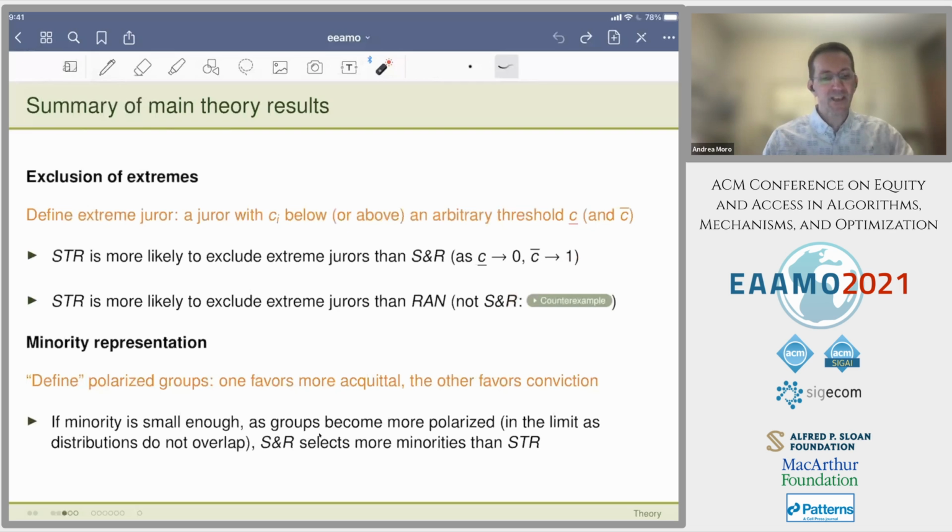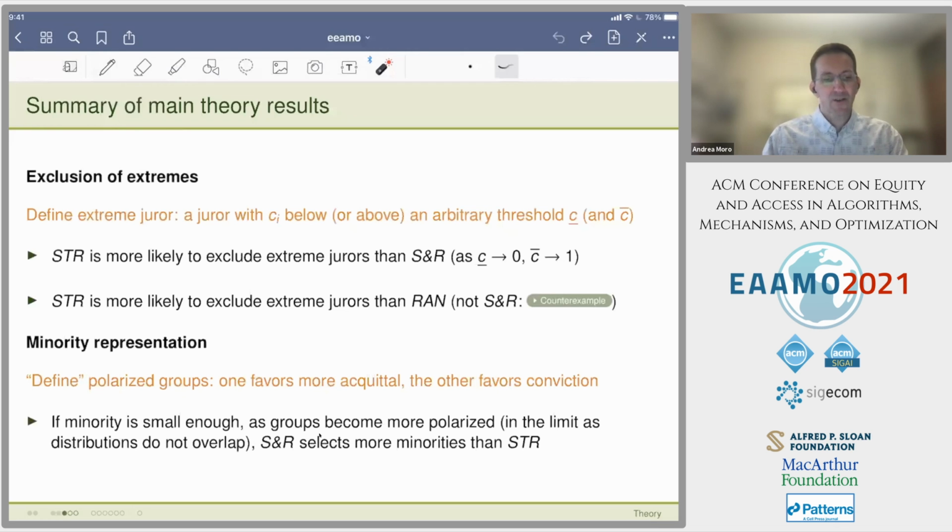In terms of minority representation, we need to add more structure, and we define polarized groups, where by polarization we mean a situation where members of one group favor conviction more than members of the other group. And we prove that if the minority is small enough, in the limit as groups become more polarized, in the sense that the distributions do not overlap, strike and replace selects more minorities than struck.